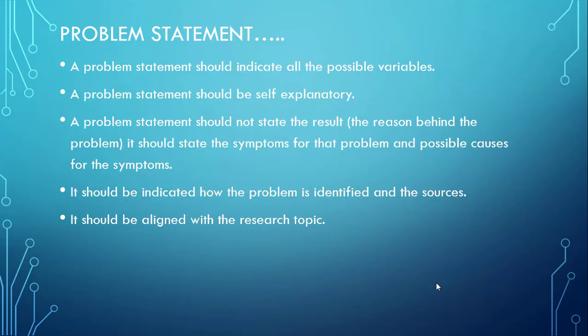So in writing your statement of the problem, there are different criteria, or there are different issues that you need to consider. So the first thing is, when you write your statement of the problem or problem statement, you should indicate all the possible variables. Okay, you should indicate the basic variables or the possible variables that might be a reason for the problem to exist. So you should indicate all the possible variables in your statement of the problem.